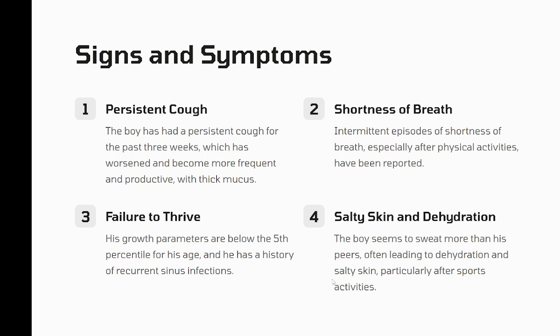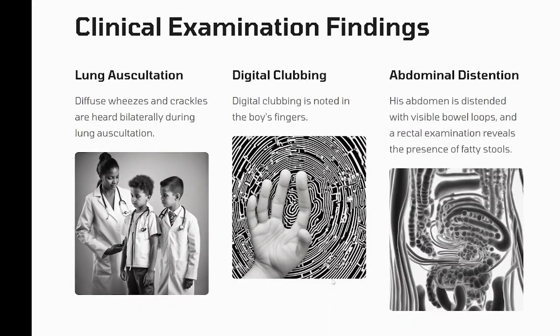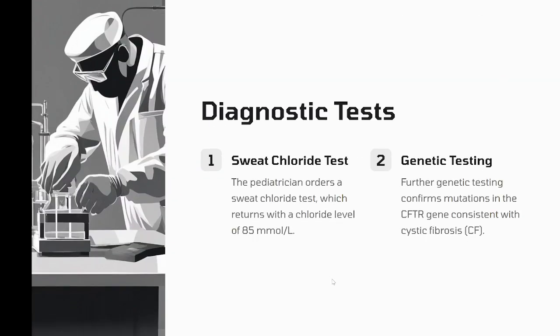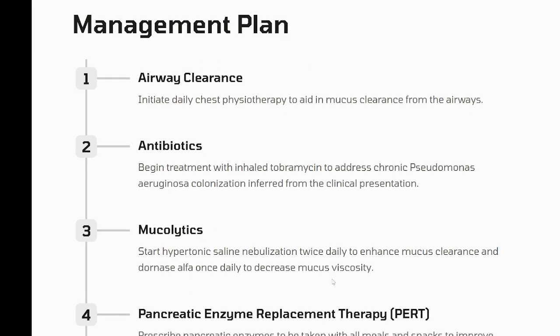The pediatrician orders a sweat chloride test based on the clinical presentation, which returns with a chloride level of 85 millimoles per liter. Further genetic testing confirms mutations in the CFTR gene consistent with cystic fibrosis, CF. Management Plan 1. Airway clearance. Initiate daily chest physiotherapy to aid in mucus clearance from the airways.